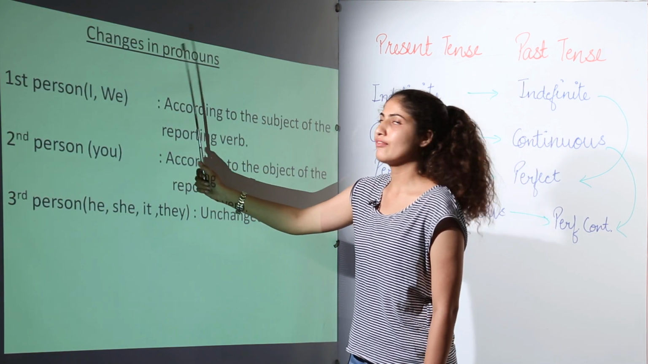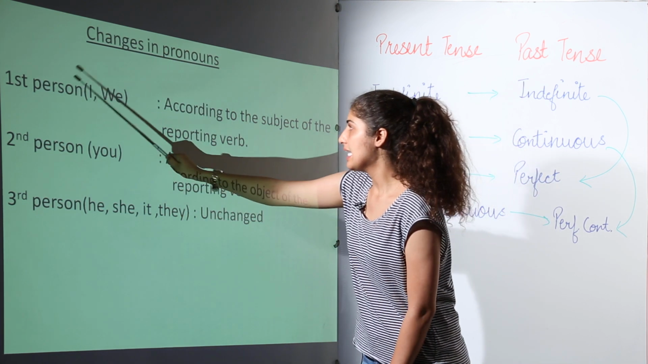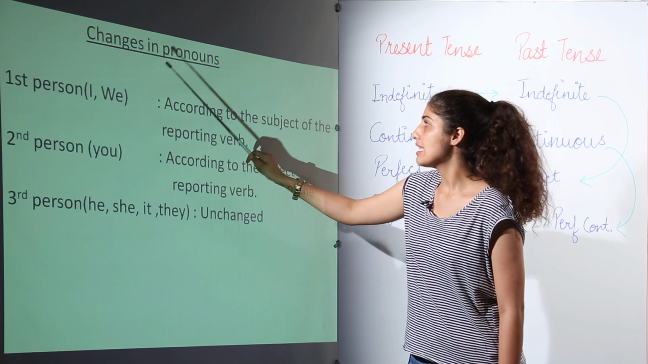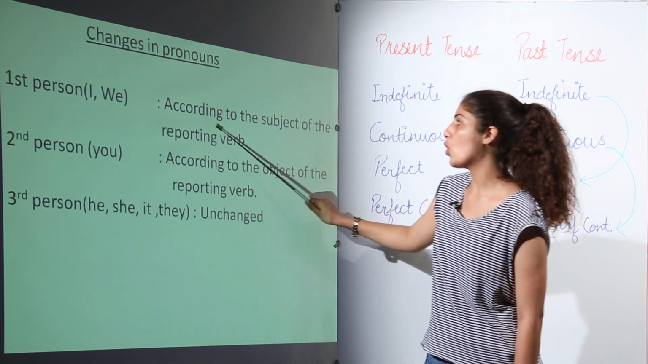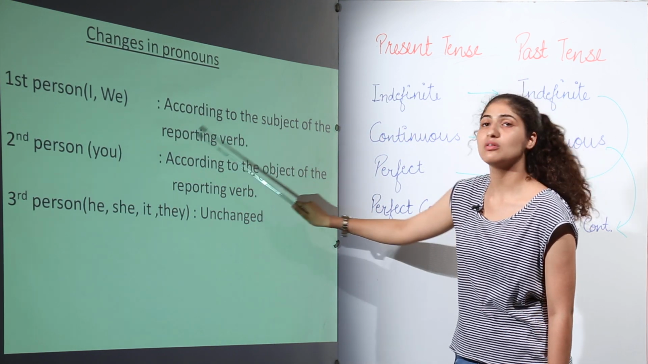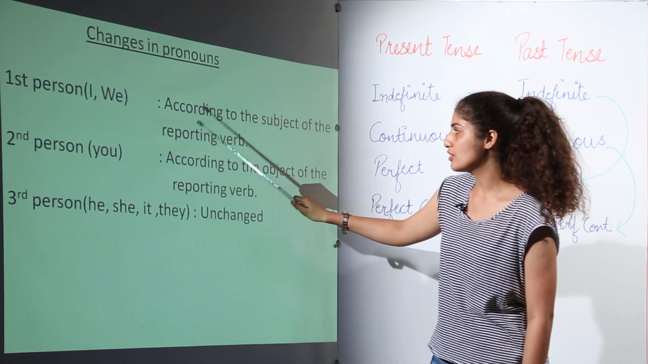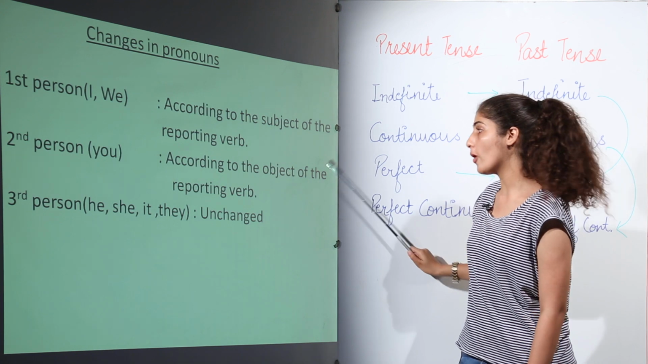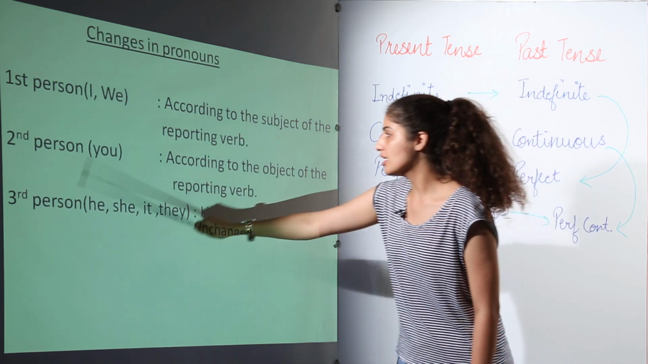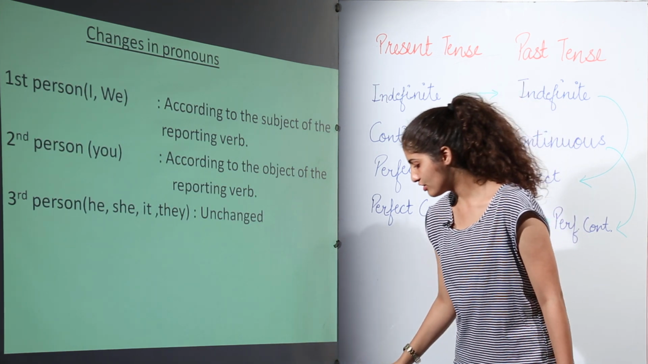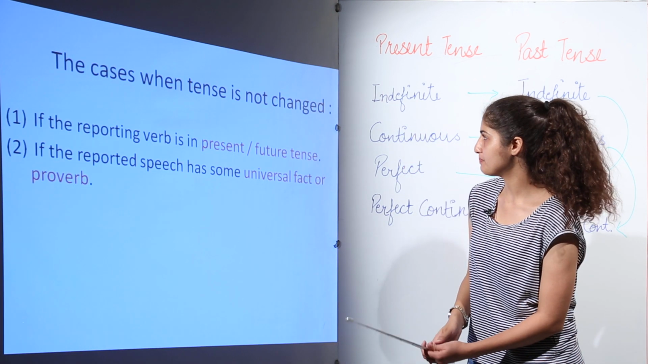Again, if we have to see the change in the noun, for example, if first person is used, and first person is I and we, then I and we will be changed according to the subject of the reporting verb. And if second person is there, that is you, then you will be changed according to the object of the reporting verb. And third person, that is he, she, it, they will not get changed, they will remain unchanged.